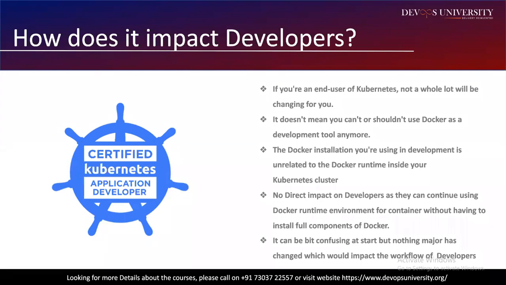So this is the point we need to focus on as developers. Inside the Kubernetes cluster, the Docker runtime environment is not related to your Docker installation, right? Your Docker installation tool in which you're developing something is completely independent of the Docker runtime inside the Kubernetes cluster. It is not going to impact each other. No direct impact on developers, as we are the end users. So what do we have to do? We have to deploy the code. So it won't be causing any issue for developers.